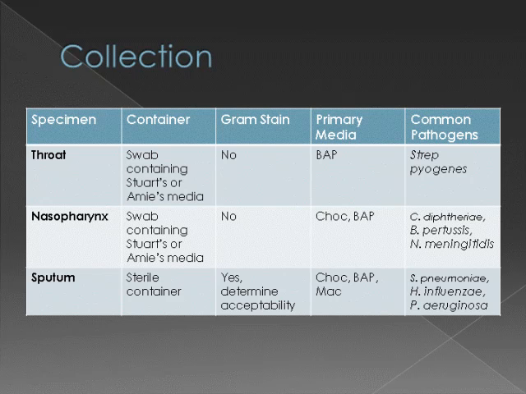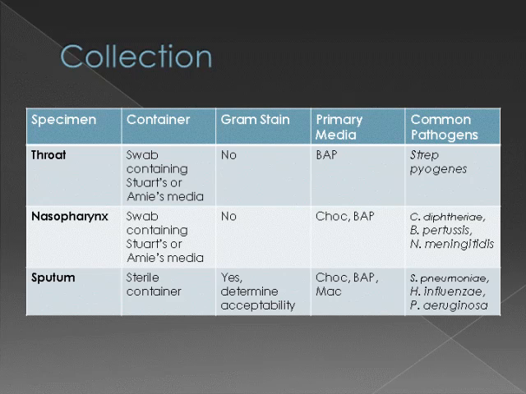Okay, collection of specimens in the laboratory. I will be going over some of the more common specimens that you will encounter in the lab. Keep in mind that microbiology cultures can pretty much be taken from anywhere and everywhere. First, we have a throat specimen. This is collected on a swab containing Stewart's or Amy's media. It's usually not gram-stained, and it is plated to blood agar. Common pathogens screened for in throat swabs include strep pyogenes or group A strep.